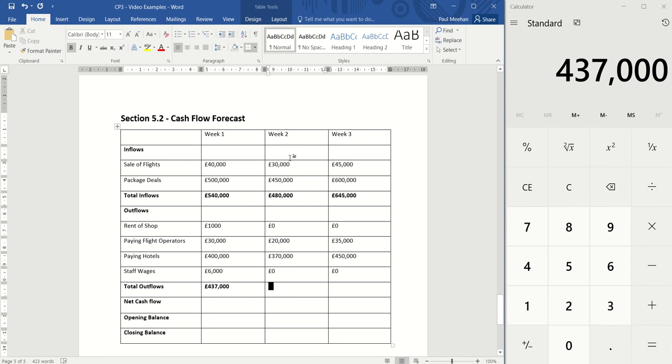Now you notice with week 2 it looks a bit bizarre here. There's 0 values. Sometimes you might get a dash instead of a 0. That's because we only pay the rent of the shop once a month. At the beginning of the month in this case, we don't need to worry about paying it for the remaining weeks in the month.